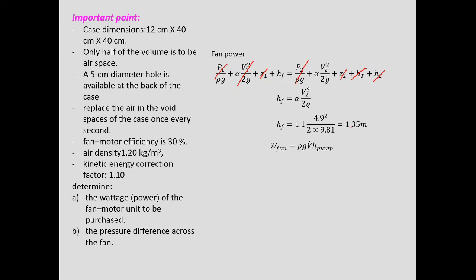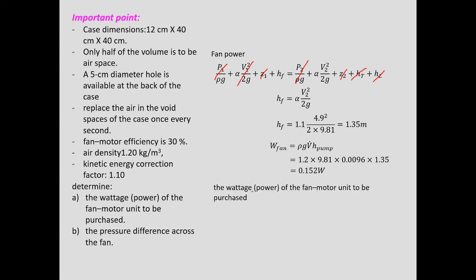So work for fan is the same equation as work for pump. W fan is equal to rho g V dot H pump. Rho is 1.2, g is 9.81, V dot is 0.00696, times 1.35, which you have calculated for H fan. So work for fan is equal to 0.152 watt. This is the work needed for the fan.